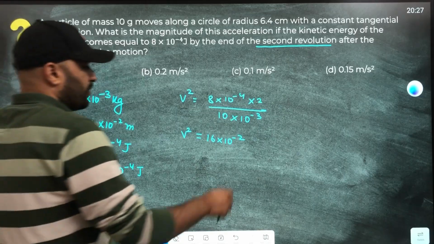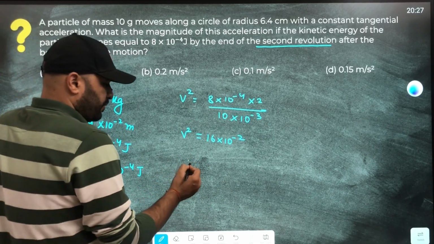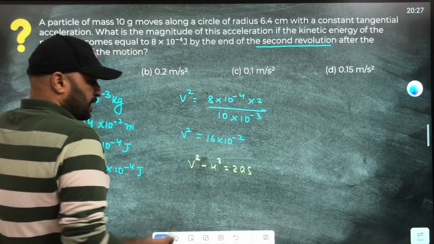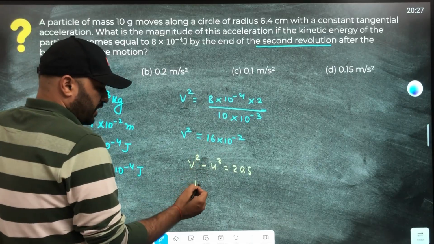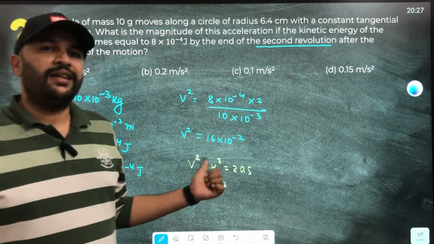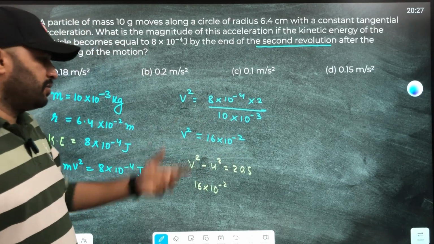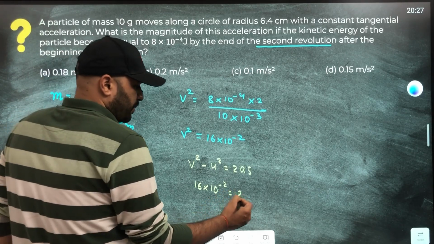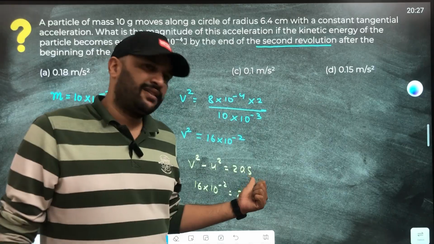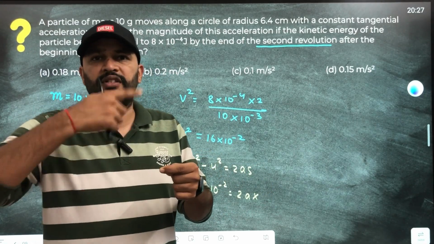Now since they are asking for our tangential acceleration, we will make use of our equation of motion straight away. v square minus u square equals 2as, right? And here u square is 0, v square is already given, 16 into 10 to the power minus 2. Sir, why is u square 0? Because at the beginning, they said from the beginning, right? Revolution after the beginning. So beginning means u is 0, initial velocity was 0. So it will be 2, a we are looking for, and distance. Now you have to be a little careful with this distance. At the end of the second rotation, each rotation is of 2 pi r because it's a circular motion.